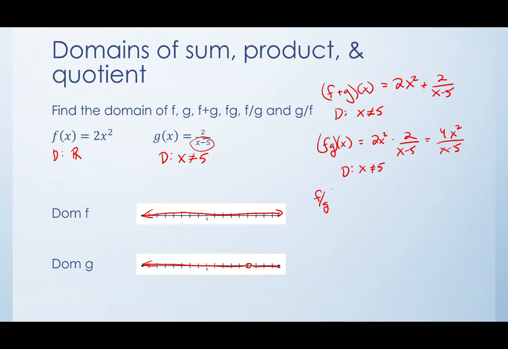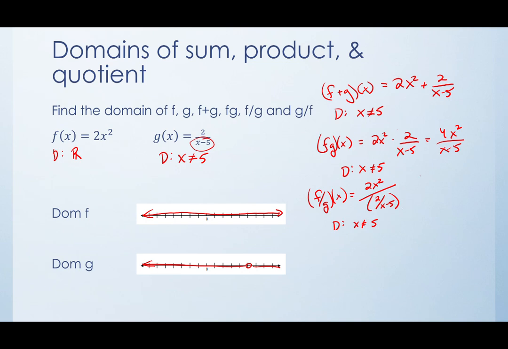All right, what about f over g of x? This one's a little bit tricky because we're looking at 2x squared over 2 over x minus 5. Now, we're going to simplify this. However, the domain is still going to be that x can't be 5, because that will cause g of x to be undefined. That's not allowed. Now, we don't have to throw anything else out because no matter what the value of x is, g of x is never going to equal 0, so we don't need to worry about anything there.